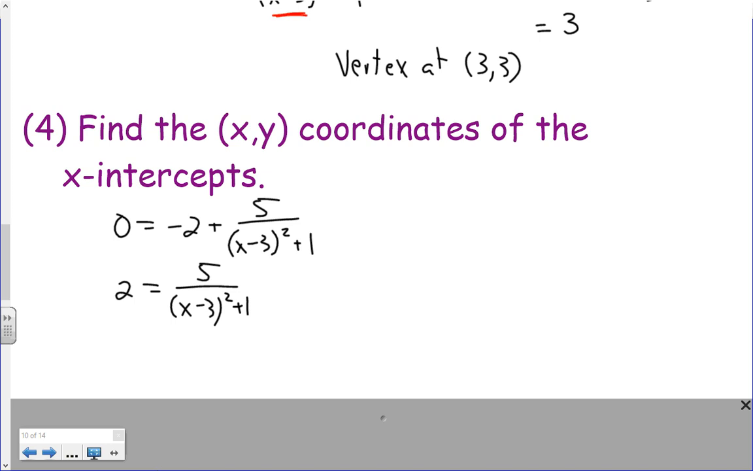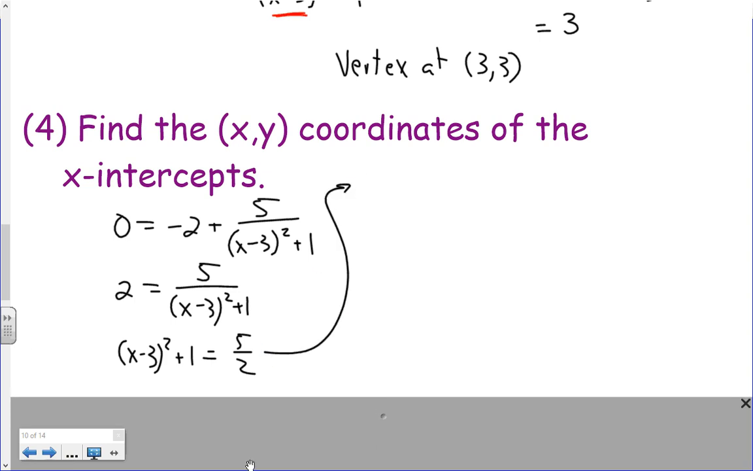And now move that x minus 3 squared plus 1 over the other side. In fact, I'm going to do kind of a cross multiply here. I'm going to move the 2 over to the right and the x minus 3 squared plus 1 to the left. So I have x minus 3 squared plus 1 equals 5 over 2. Again, that's multiplying both sides by the x minus 3 squared plus 1 and then dividing both sides by 2. Let me scooch this over here, since I don't have quite enough room. And now solve that. Subtract 1 from both sides.